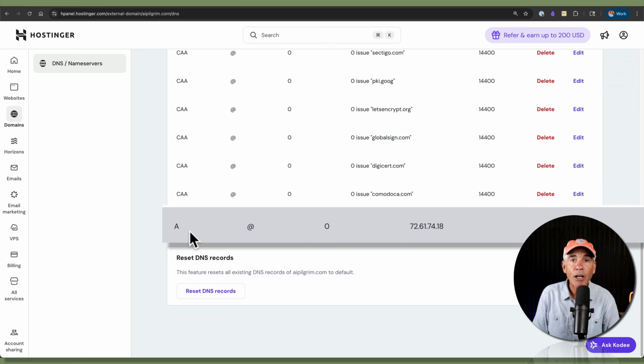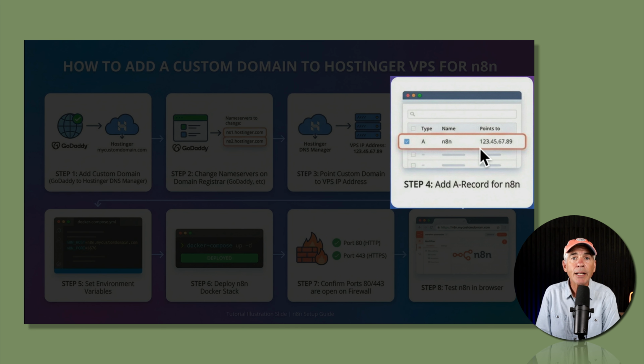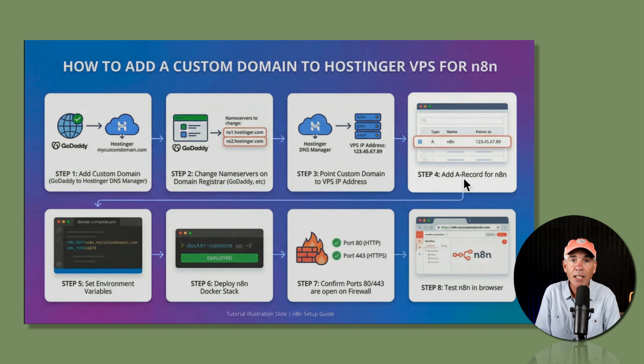Now the A record for our custom domain is pointing to our VPS IP address. We have completed step 3, and now we're on to step 4. This is where we're creating the subdomain. So the word before your custom domain that is going to open n8n. And to do that, all we need to do is add an A record in the same DNS Manager where we just completed step 3.